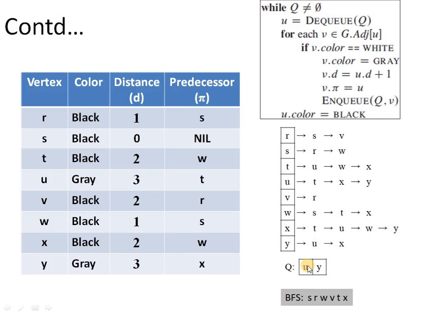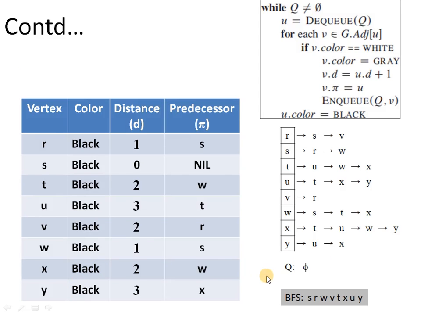Now U will be DQ'd, and U has 3 vertices T, X and Y. Since we have explored T as well as X as well as Y, we have to simply DQ U and recolor U to black. With this, we have completed the vertex U. Similarly, if we talk about the last vertex, that is Y, it has 2 adjacent vertices U and X, and U as well as X are black in color. So we have to simply DQ Y and recolor Y to black. Now Q becomes empty, so we have to stop, and this is the required BFS sequence.